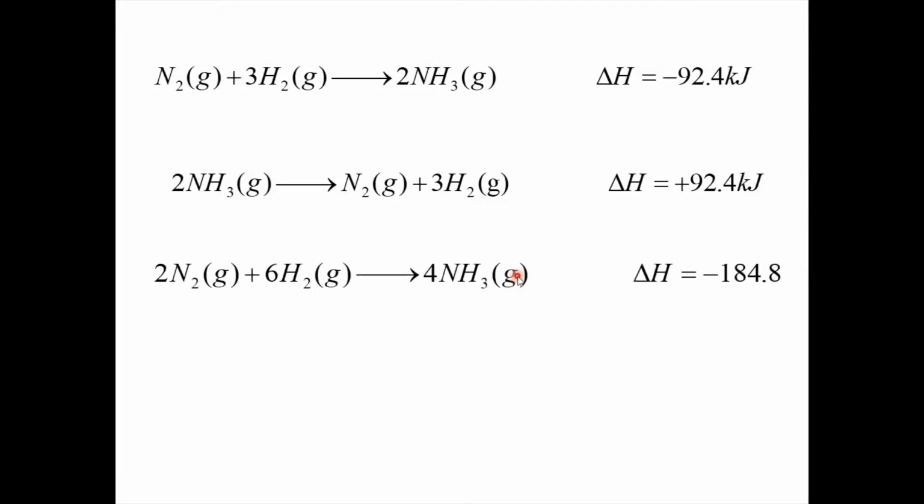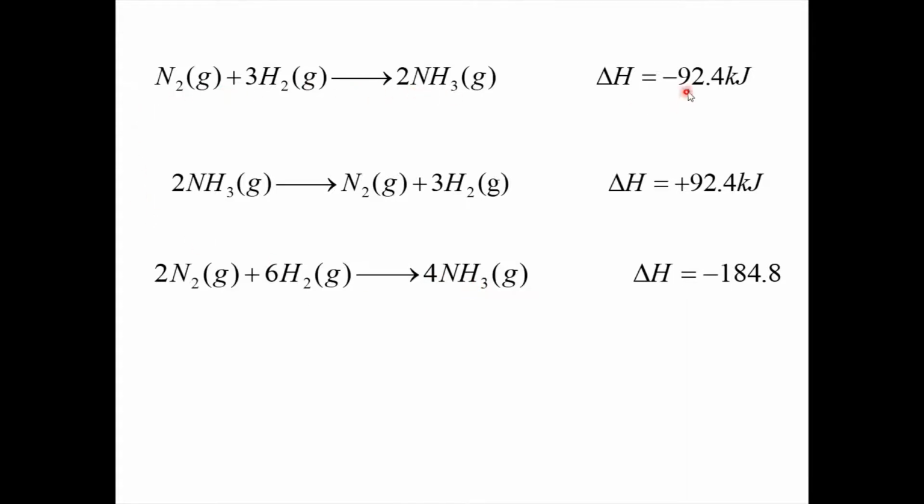Another example here is we have this equation right here. What we did here was we took this initial equation and doubled everything, multiplied it by 2. So if you multiply 2 to this whole equation, 2 times 1 is going to give you 2 here for the N2. 2 times 3 is going to give you 6 for the H2. And 2 times 2 is going to give you 4 for the NH3. So you've doubled the whole equation. All the coefficients are doubled.